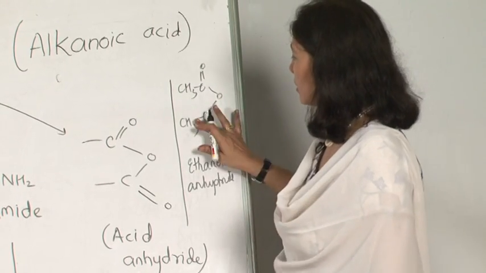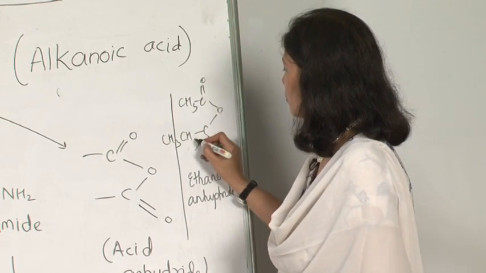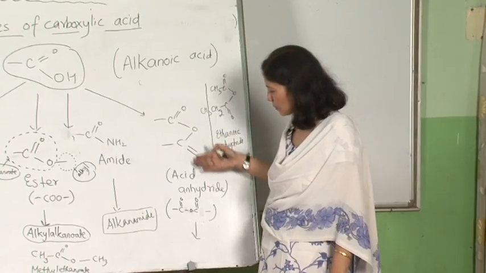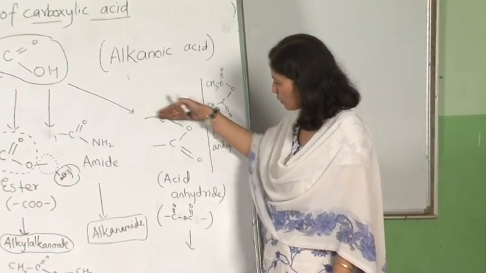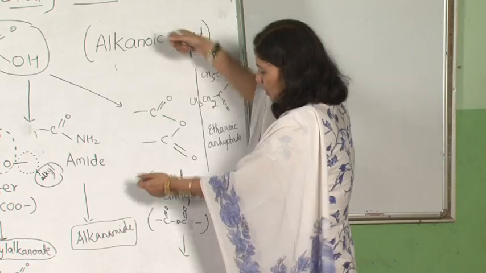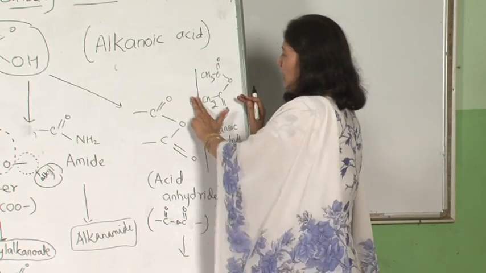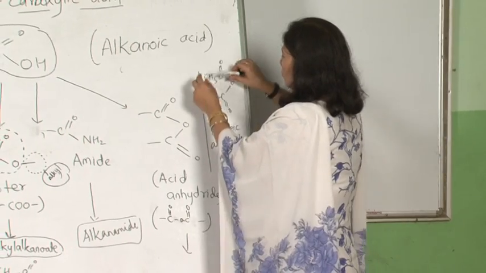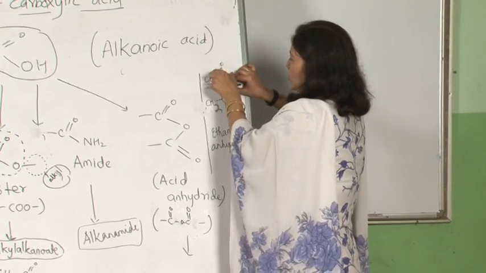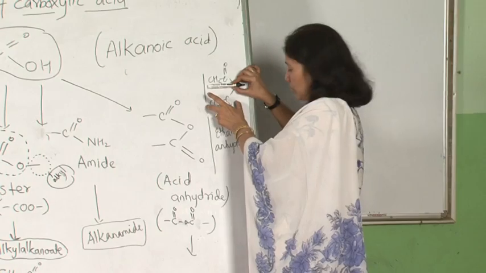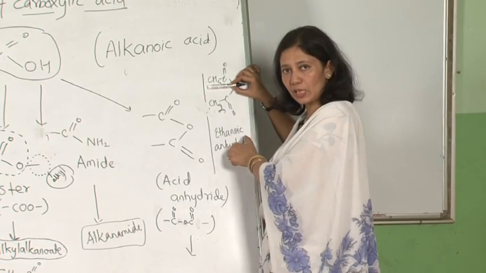And suppose the structure is like this. I have something like this, CH3, CH2. Now here, for the acid anhydride, I have written it like this. If I stretch up the chain, I can write it this way. I told you one example, ethanoic anhydride. Here I have 2 carbon atoms, ethanoic acid, here also 2 carbon atoms, ethanoic. So the name goes as ethanoic anhydride.